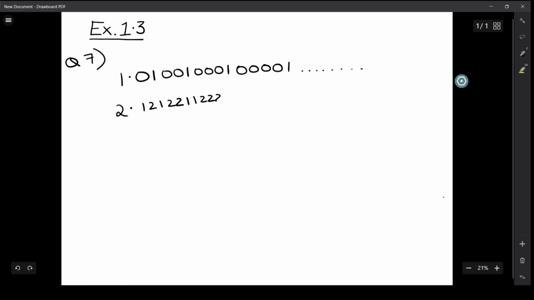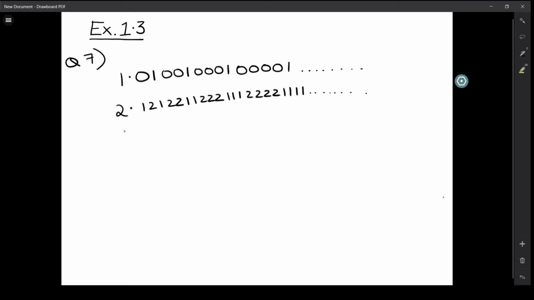2.1212211222111222211112222111, and so on. Now here, the 2 and 1 repeat themselves 1 time each, and then twice here again, thrice here, 4 times here, and so on. Again, we won't be able to find a block of digits which will repeat itself. So this is non-terminating and non-recurring.